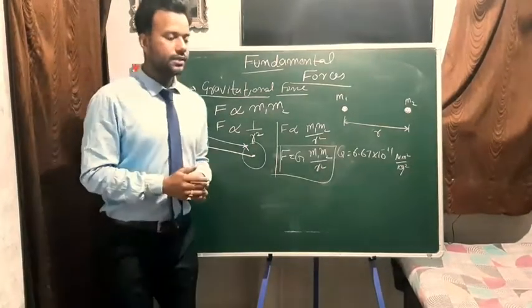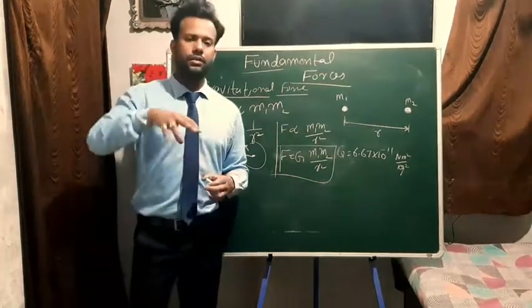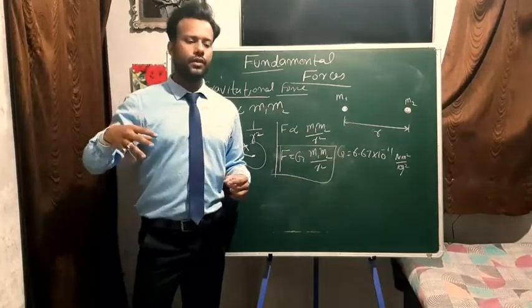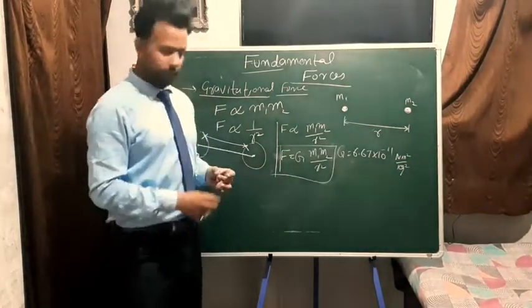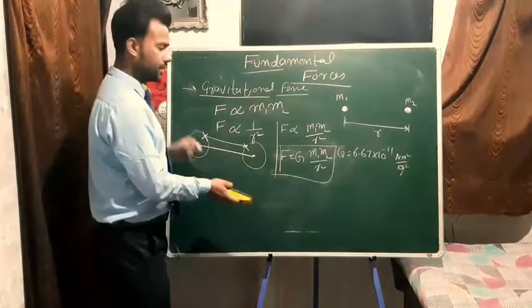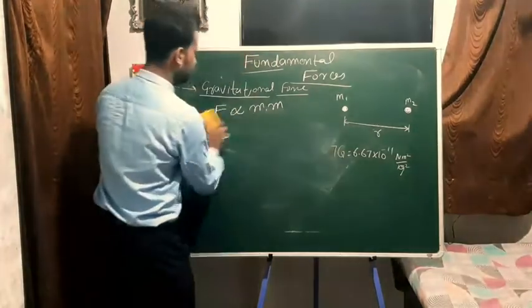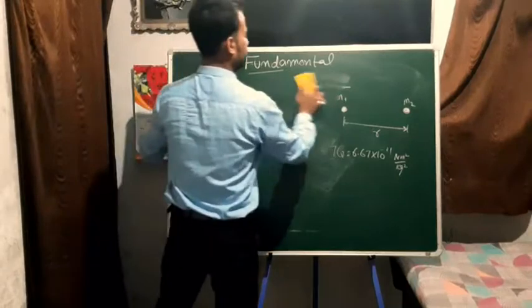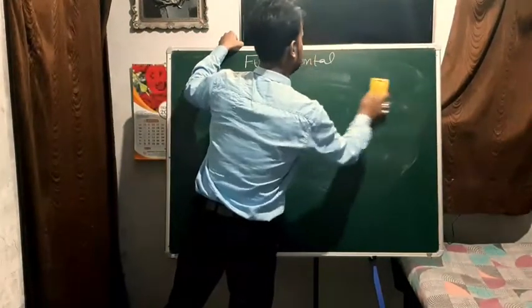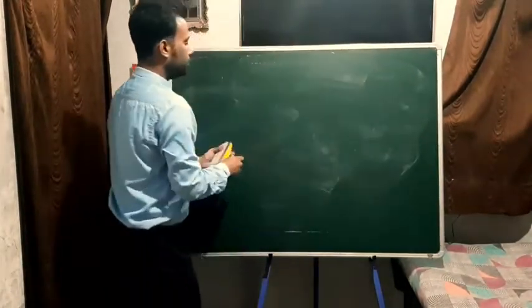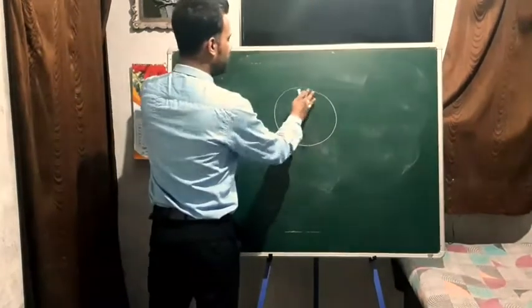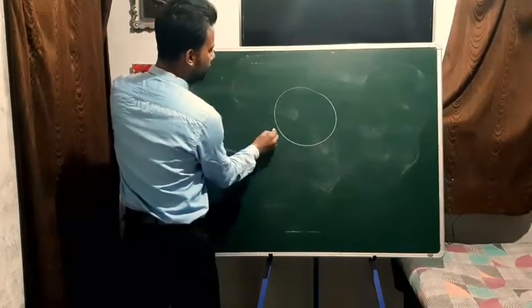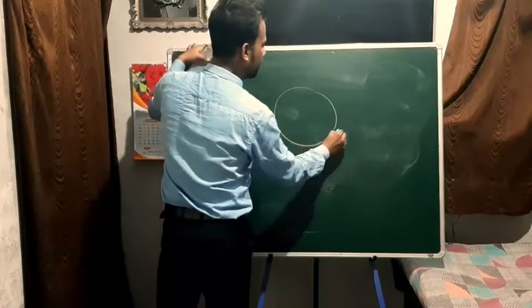So Einstein said that any massive body curves the space around it, right? I can show you with an example. Let's say this is a massive body, let's say this is the sun. So what it does is bend the space around it like this.